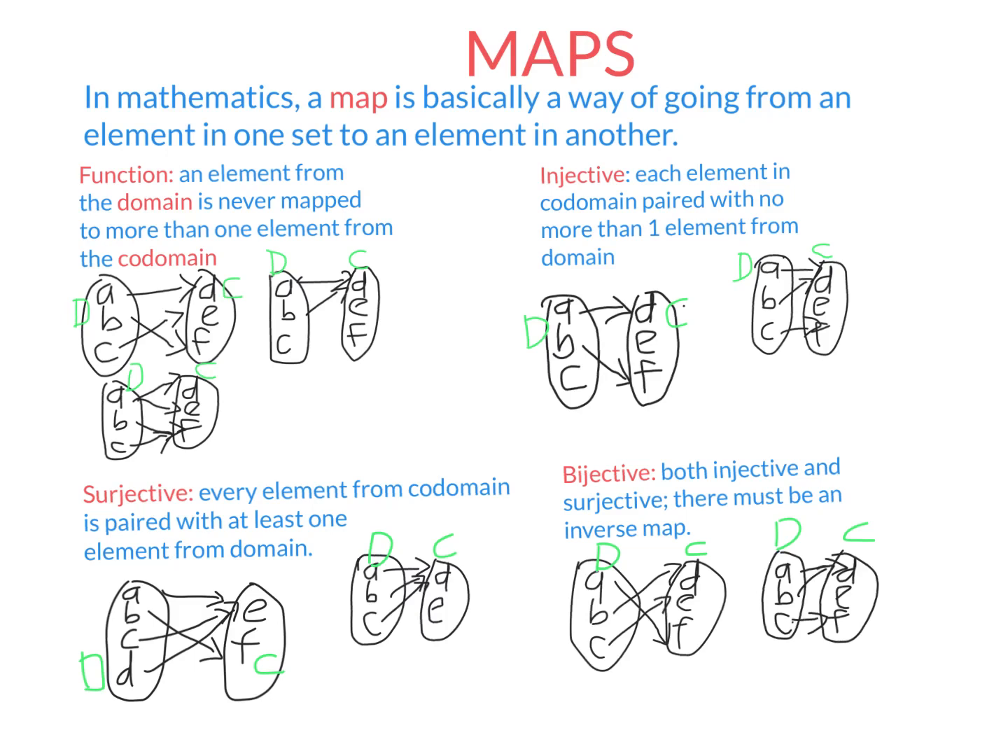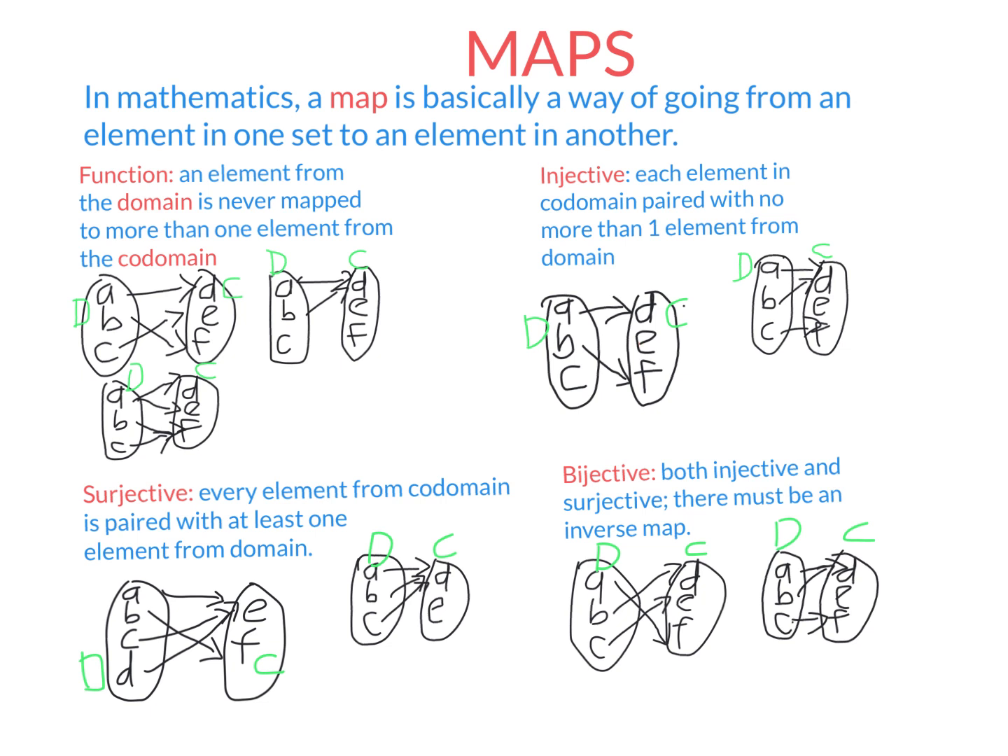Thank you so much for tuning into this video in which we will look at maps. So in mathematics, a map is basically a way of going from an element in one set to an element in another. Each of these diagrams you see here is a map between two sets. I call D the domain and C the codomain. The domain is basically the set where the map starts and the codomain is the set where it ends up.